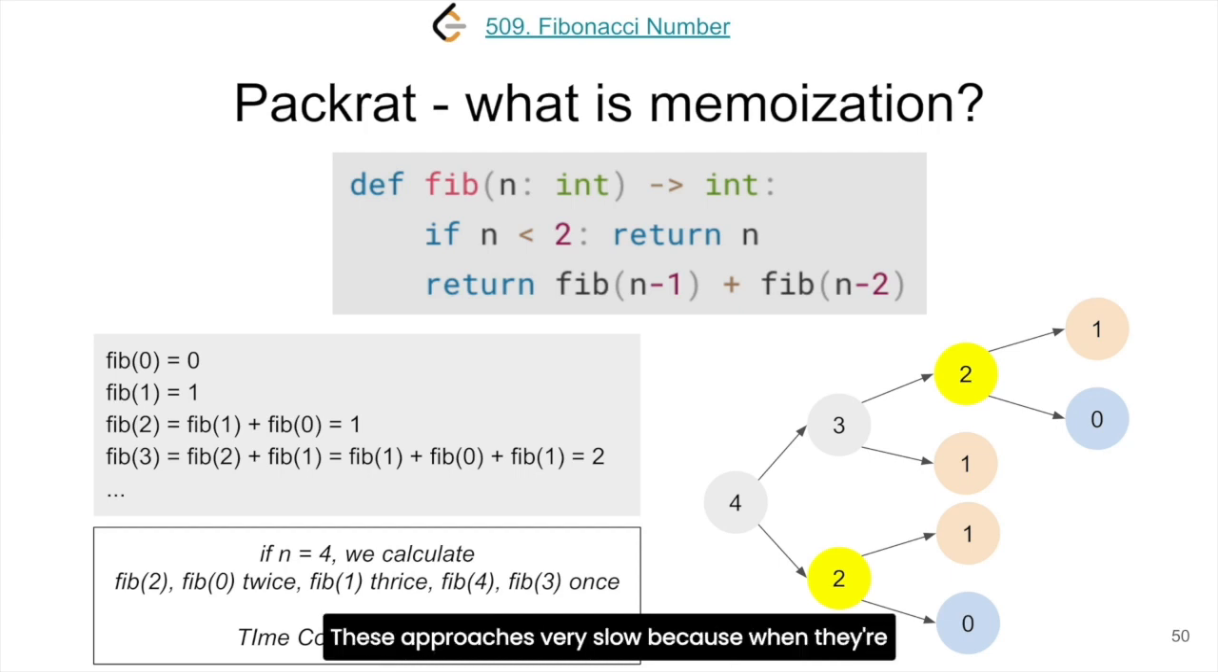This approach is very slow because when the given number n is super large, the generated tree will be super big. And the same number will be calculated all the time because you don't record it anywhere. So the time complexity in this case will be exponential.